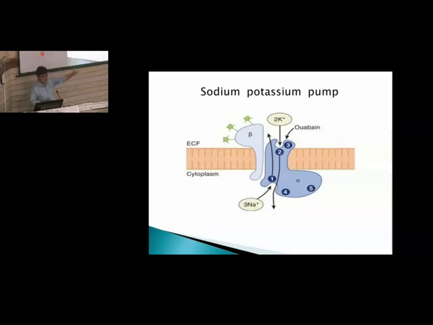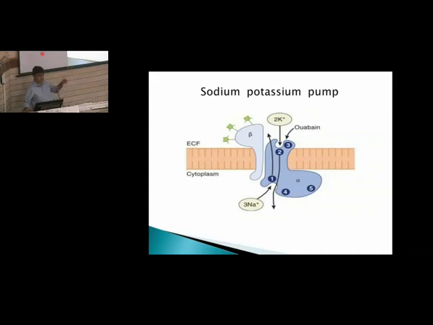This is the cell membrane, the bilipid layer, and this is one protein present in this bilipid layer. This is a transmembrane protein. Here in this case, we call this the sodium potassium pump. This protein has alpha and beta subunits. The alpha protein has 3 sodium binding sites on the inner side, and 2 potassium binding sites on the outer side.